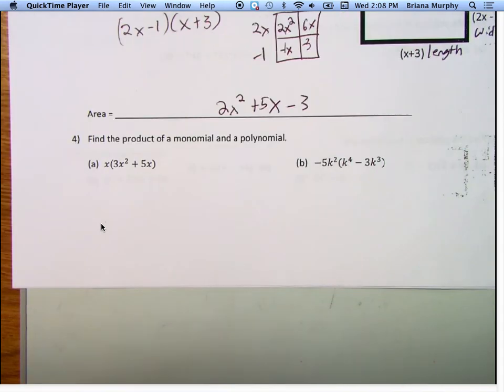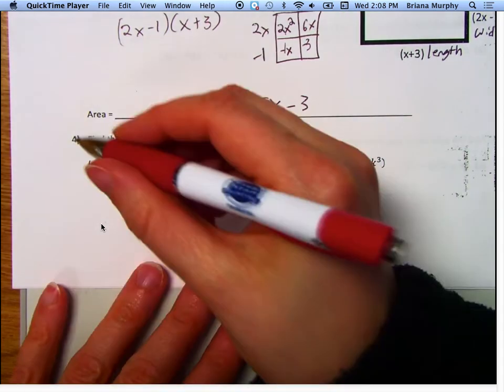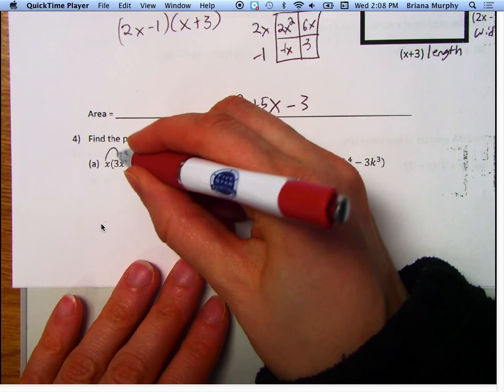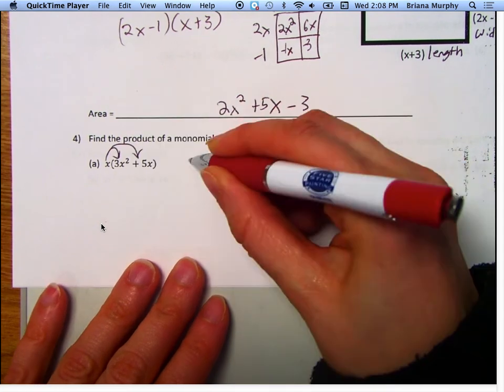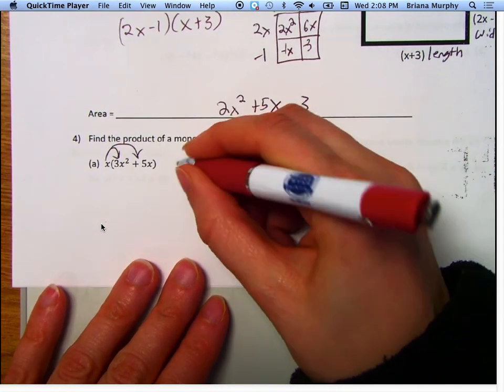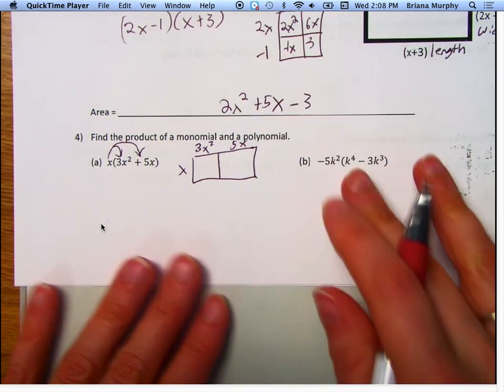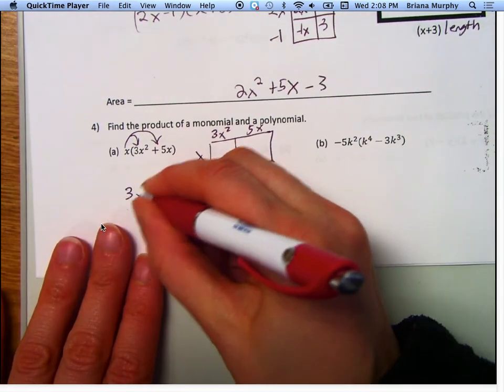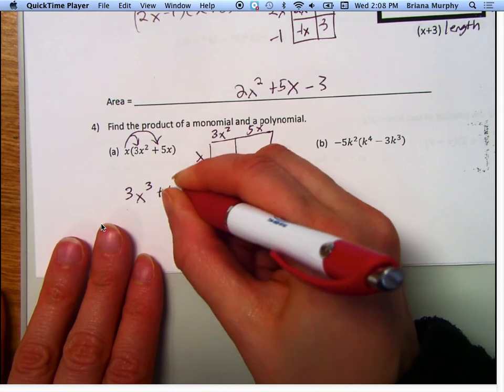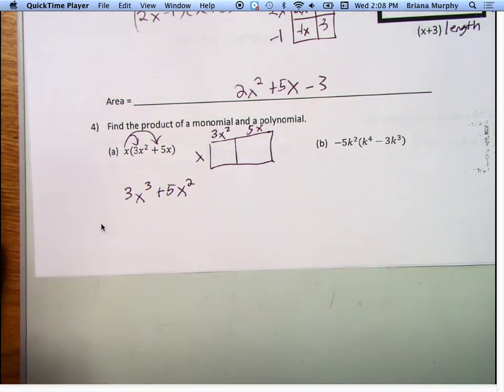Number 4. We're just gonna, I like to just use the distributive property. You could also do a 1x2 box like this. Either way is fine. Okay? And we're gonna get 3x cubed plus 5x squared, right? So that's all you're doing, just multiply and add the exponents.